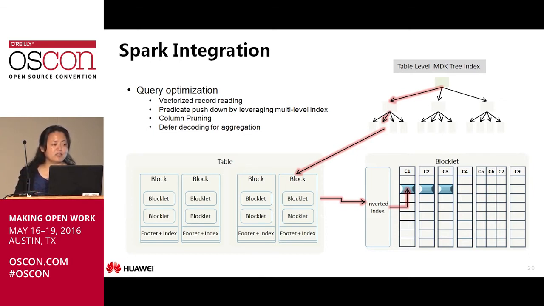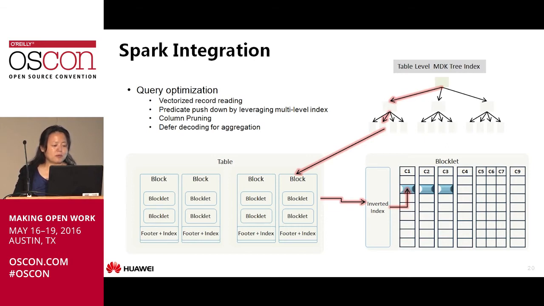Then by leveraging the inverted index, you can locate the rows that you need to scan. So with the help of various levels of index, we can do a much better job of narrowing down the blocklets we need to scan and excluding the blocklets we can from the scan. This is a big advantage of carbon data. Column pruning is achieved through columnar storage: because we are column storage, we only touch the columns which are of interest to this query.